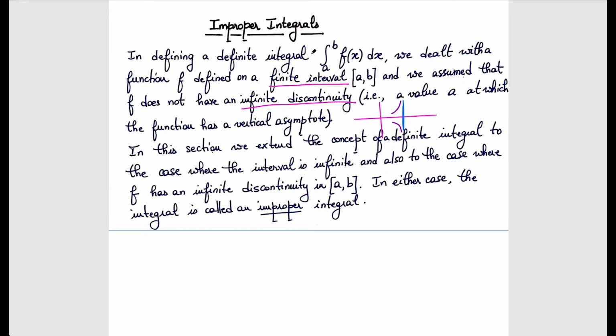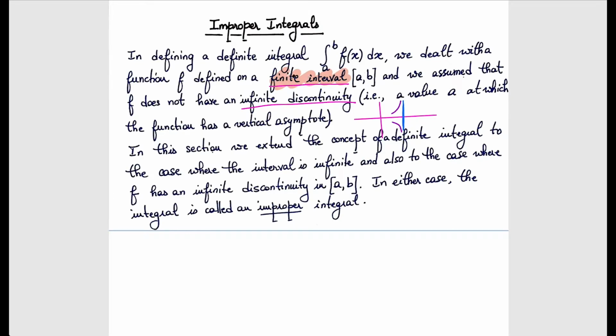Okay? So one more time. When we define a definite integral, we suppose that the length of the interval is finite and the function, the integrand, doesn't have such discontinuity within that interval AB. In this section, we're going to extend the concept of a definite integral that we've learned before to the case where this is no longer the case.